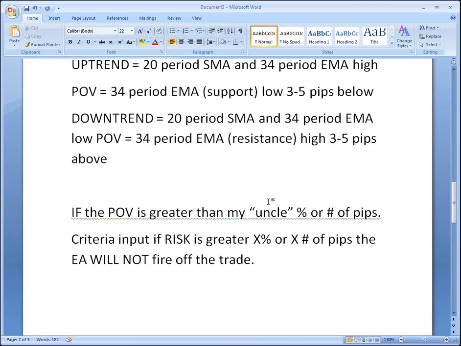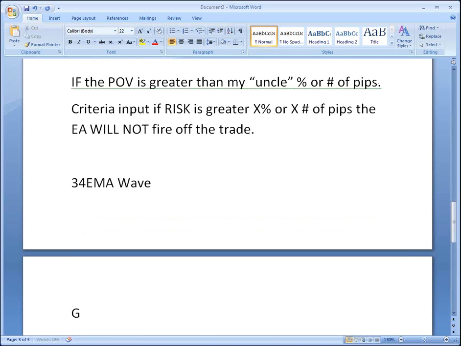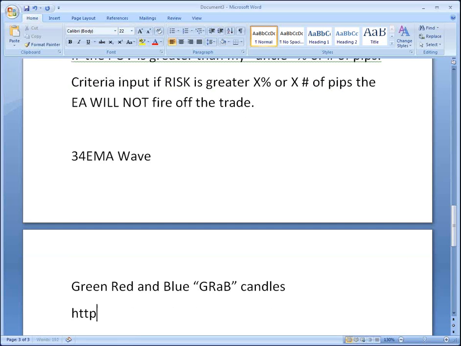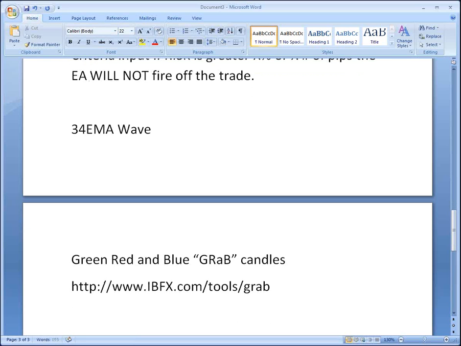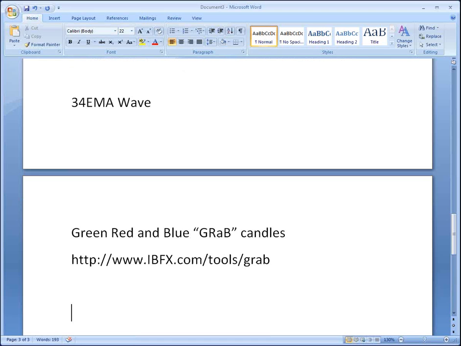So again, we're putting together two tools that I've been using in a discretionary way for years, my 34 EMA wave and my green, red, and blue candles, which are the grab candles. By the way, you can download those tools at ibfx.com/tools/grab. Okay, those are available for free download.